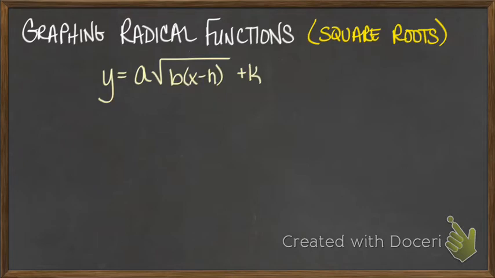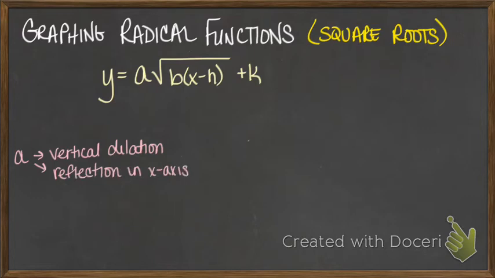The generic form of our square root function is y equals a times the square root of b, the quantity x minus h, plus k. Each of those variables holds the same transformational purpose that it has for every other function we've looked at, based on location within the equation.